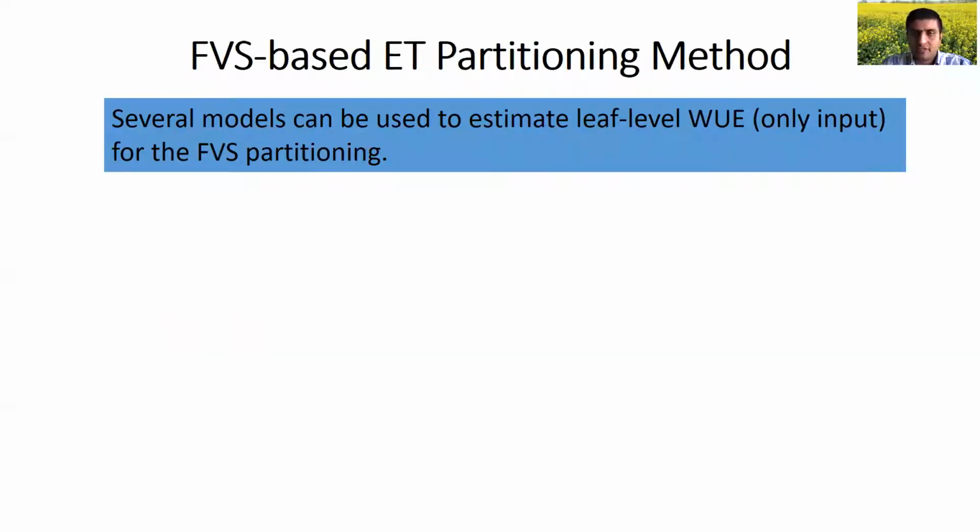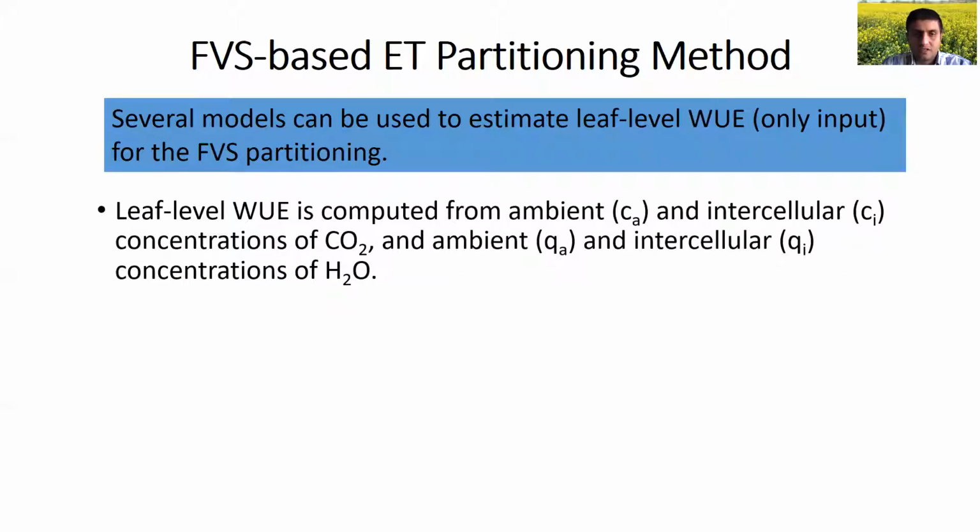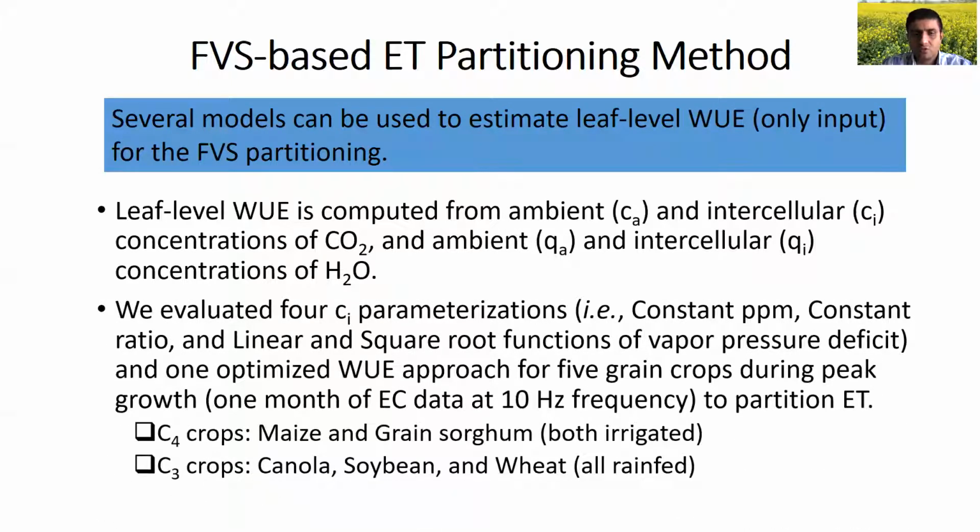Several models can be used to estimate leaf level water use efficiency, which is the only input for the FVS partitioning. Leaf level water use efficiency is computed from ambient and intracellular CO2 concentration and ambient and intracellular H2O concentrations. We evaluated 4 parametrizations of intracellular CO2 concentrations. Those were constant ppm, constant ratio, and linear and square root functions of vapor pressure deficit. And then the 5th one was the optimized water use efficiency approach, which is directly calculated using eddy covariance data, and there is no adjustable parameter like in the other 4 parameterizations.